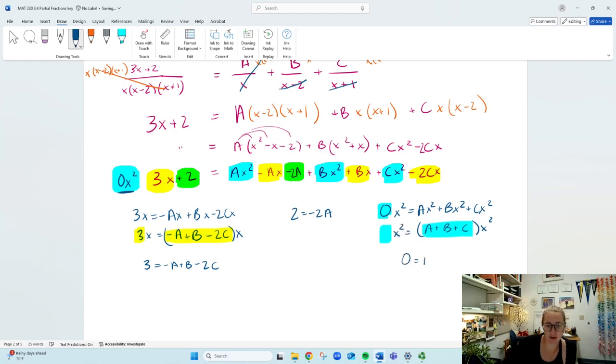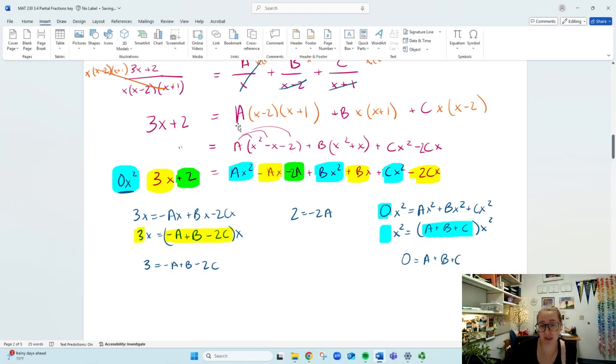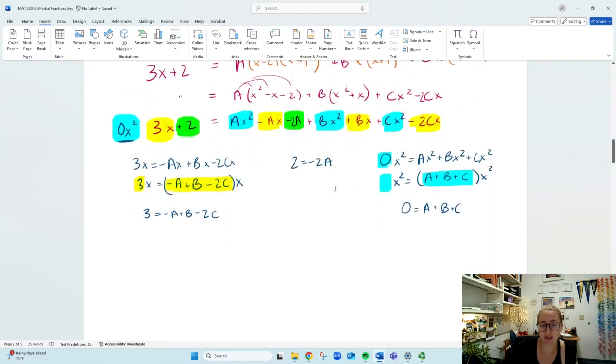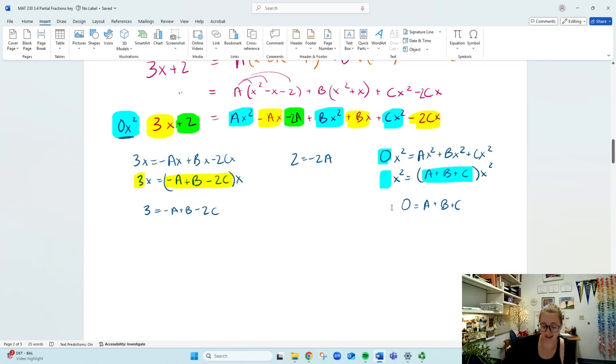So 0 is equal to a plus b plus c. Okay, I have now 3 equations, and I had 3 unknowns. So if I look up here, I was really trying to figure out what my a, my b, and my c are. Now I have everything that I need to actually solve that out.